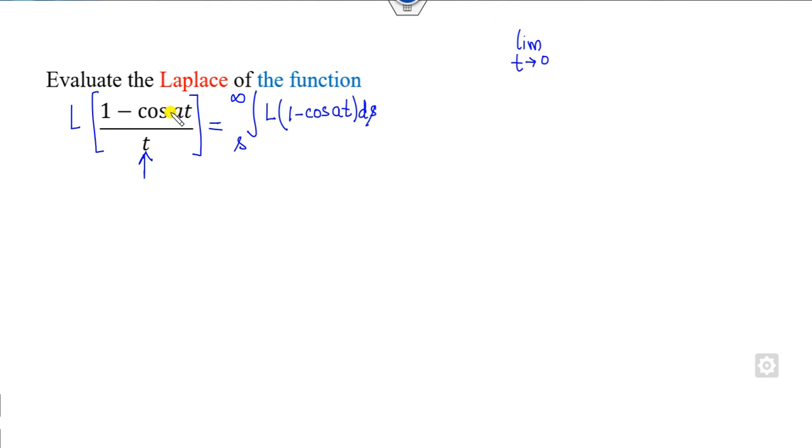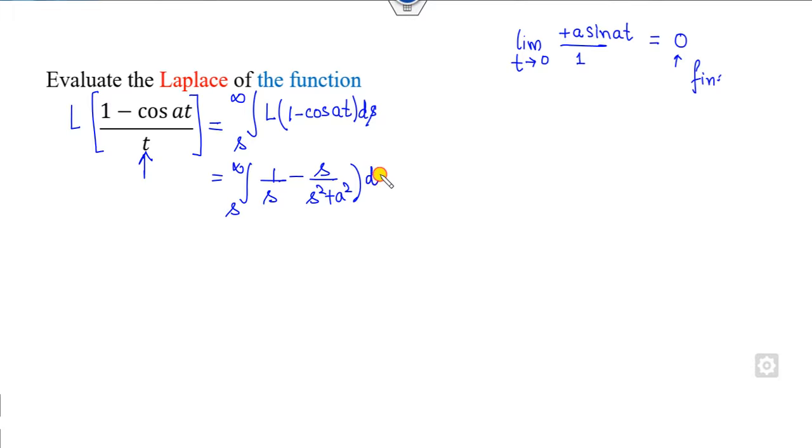So 1 minus 1 is a 0 by 0 form, so I can apply the L'Hopital rule. It's minus minus plus a sine of at. So when you substitute 0, the answer is 0, which is a finite number. Then you can integrate them. Laplace of 1 is 1 over s, and Laplace of cos at is s over s square plus a square.